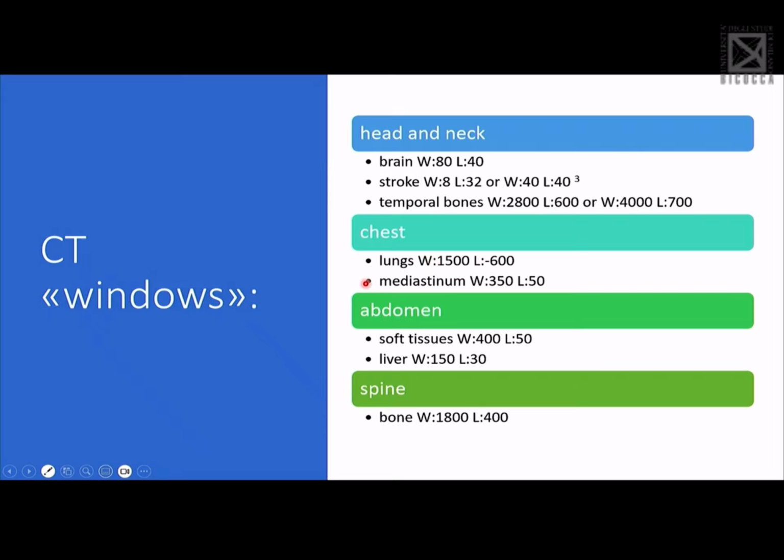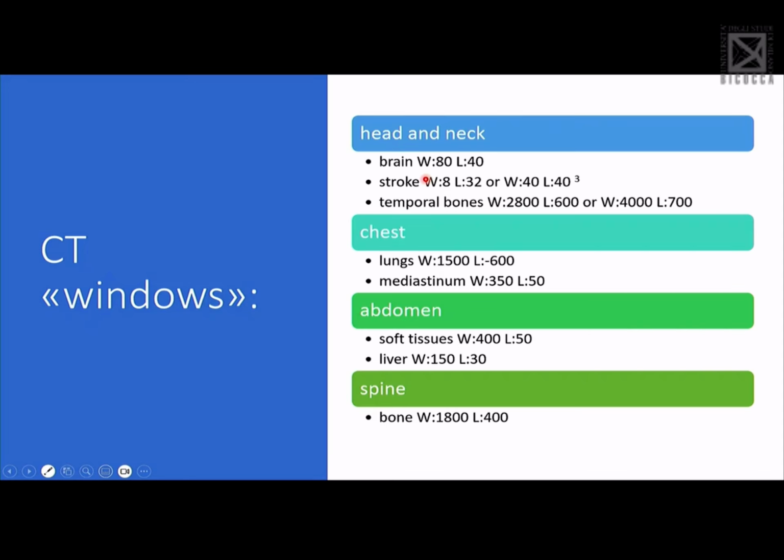So if you want to take a look at the lungs, which have very low intensity values and very high contrast with surrounding tissues, you have a window that spans 1500 Hounsfield units. If you want to take a look at the brain, where the gray matter is slightly more dense than the white matter, which has slightly more fat, use a window which is 80 Hounsfield units large.